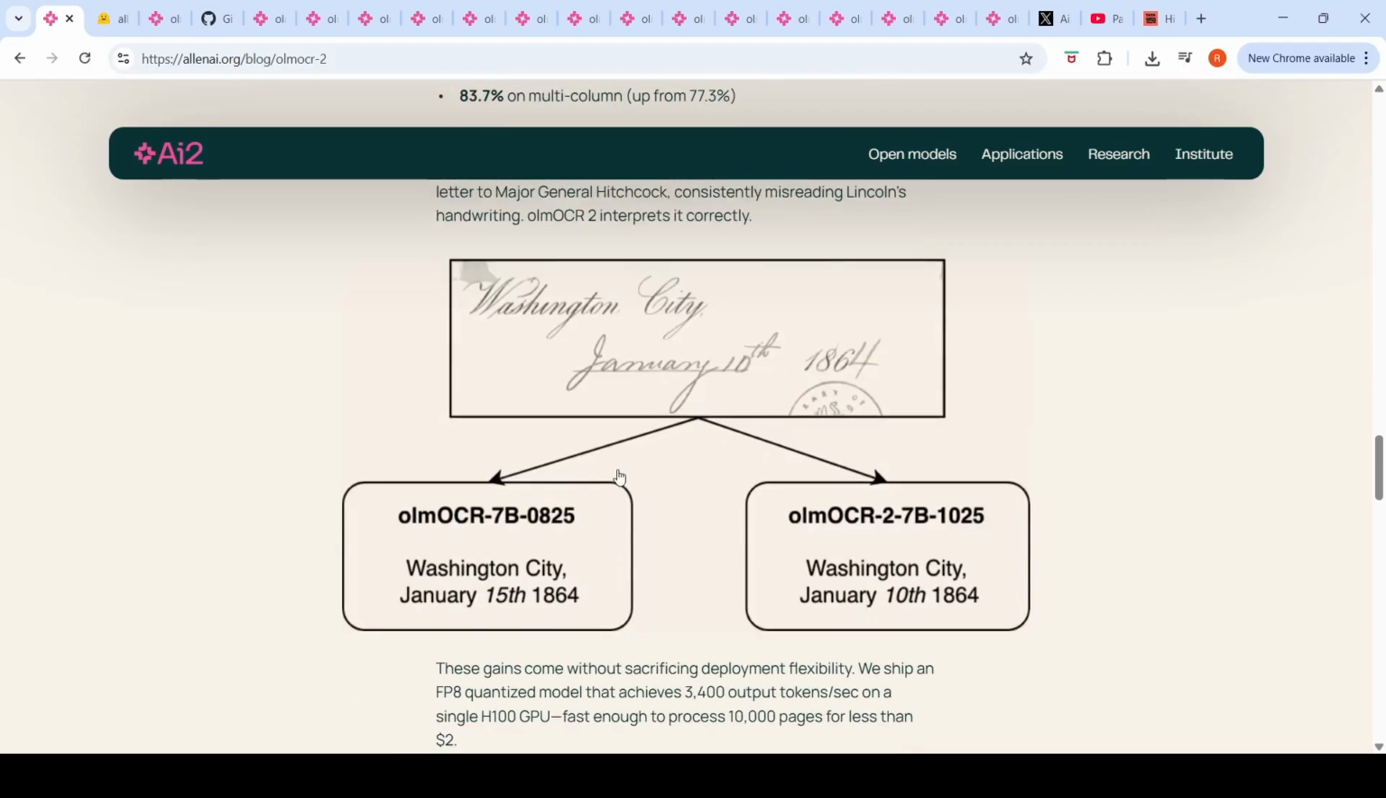Okay. Some examples are present over here. If you compare the olmOCR initial model and the new model, if you see, hallucinations are not present over here. This was January 15th, right? It says January 15th in the previous model. In the current model, it is giving the correct January 10th, right?